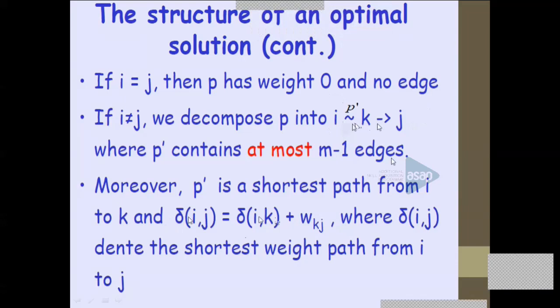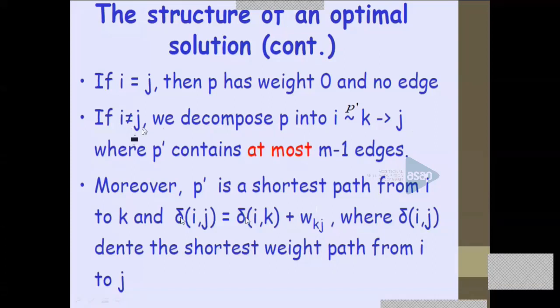Delta I comma K will give you the weight of the shortest path from I to K plus the weight of the last edge K to J, where delta Ij equals delta Ik plus Wkj, and delta Ij denotes the shortest path from I to J. Okay, is it clear? This is actually the structure of the optimal solution. This is how we are going to formulate the structure. And this one is very important.